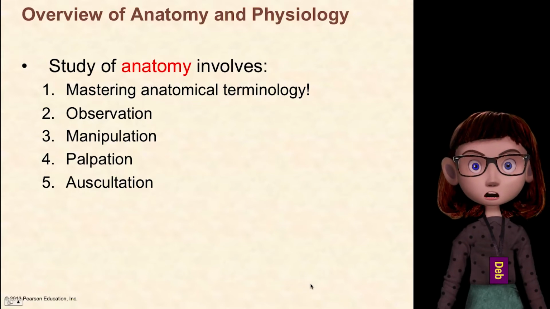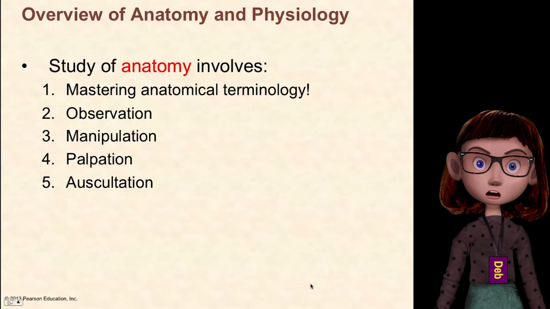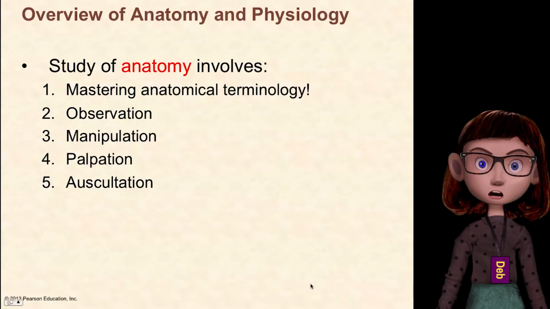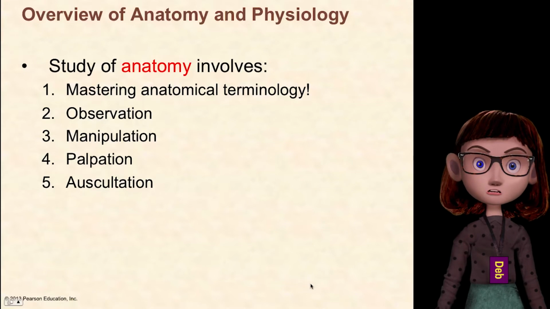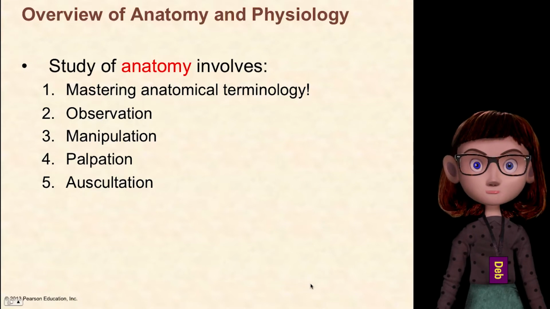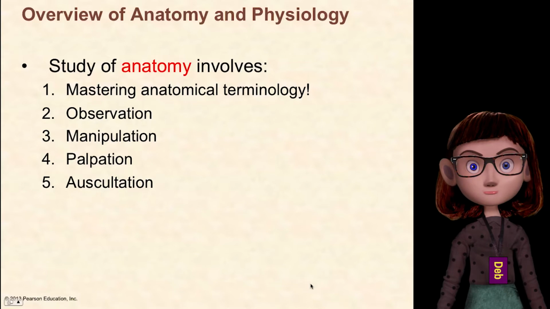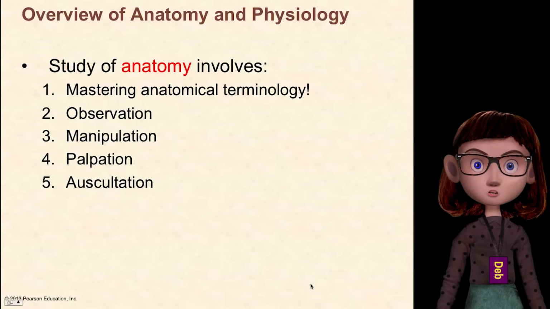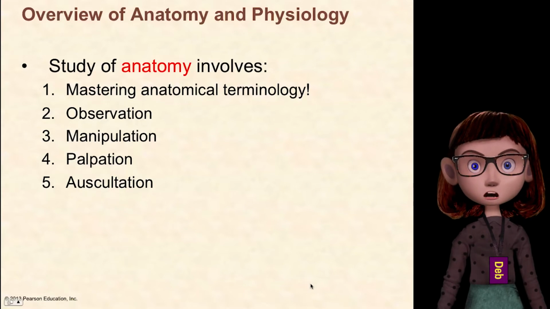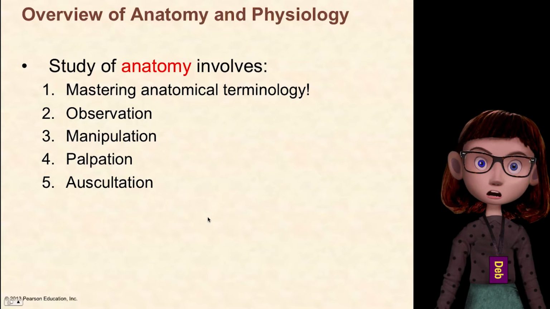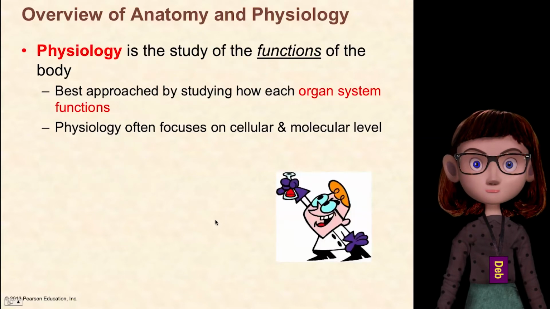Another way to study anatomy is observation, manipulation, such as manipulating a movable joint, for example, like your knee or the hip joint. Palpation, which means feeling things. So when you're studying or looking at the organs in the abdomen, palpation would be like feeling those structures. Auscultation is using your sense of hearing, and that means listening. For example, listening to heart sounds.